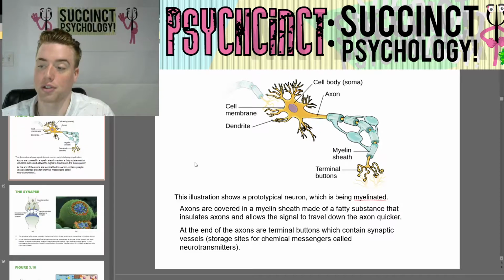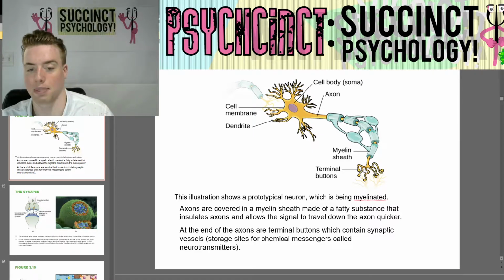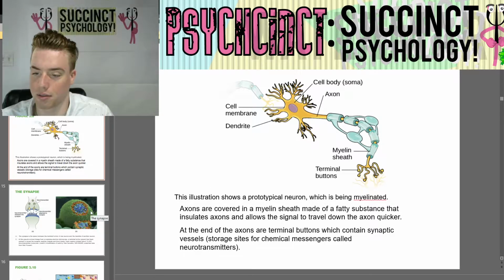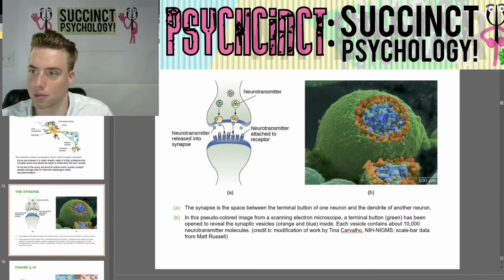So here we have a figure. This illustration shows a prototypical neuron, which is being myelinated. Axons are covered in a myelin sheath made of a fatty substance that insulates axons and allows the signal to travel down the axon quicker. At the end of the axons are terminal buttons, which contain synaptic vesicles, storage sites for chemical messengers called neurotransmitters. So here we have the axon, you can see the myelin sheaths, and then these terminal buttons, which contain the synaptic vesicles, and we will go into what the synapse is right here.